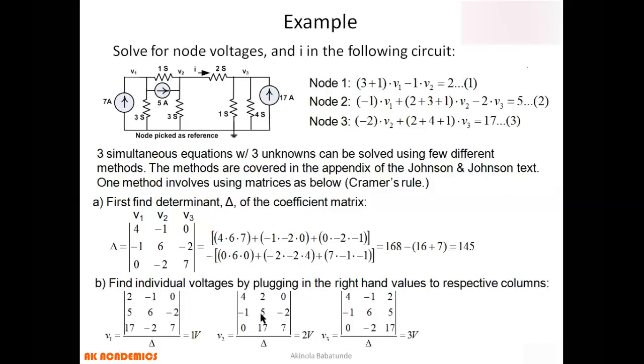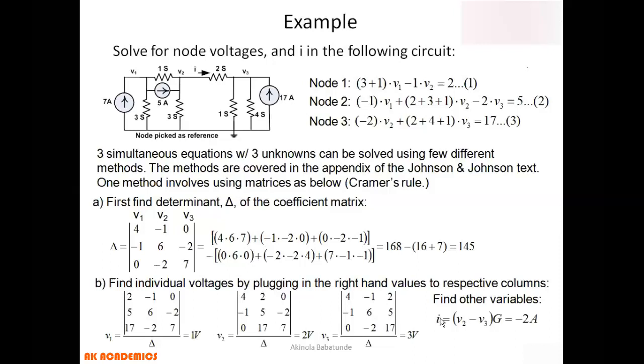The same thing for this. I said I won't explain this. Okay, let's just move on. All right. So they did all of those and then they found V1, they found V2. V1 is 1 volt, V2 is 2 volts, V3 is 3 volts.